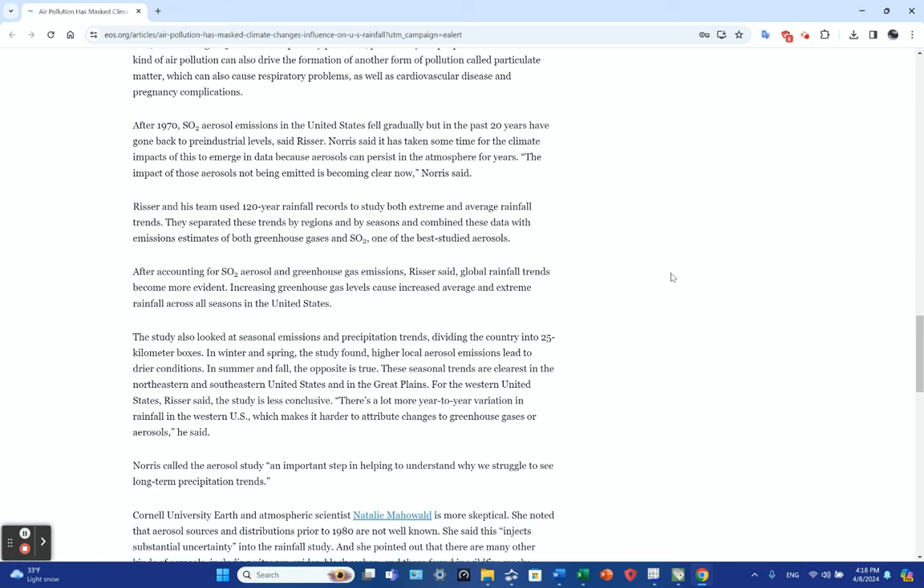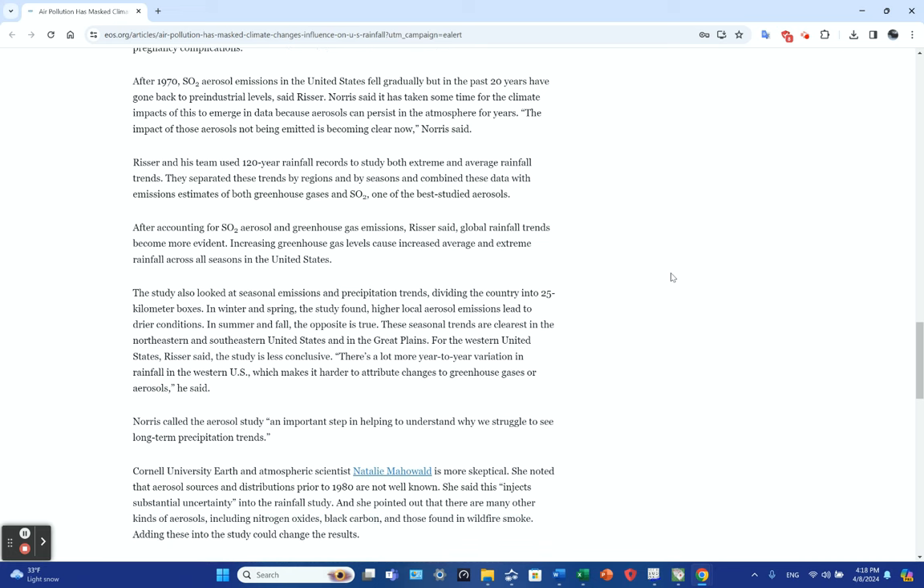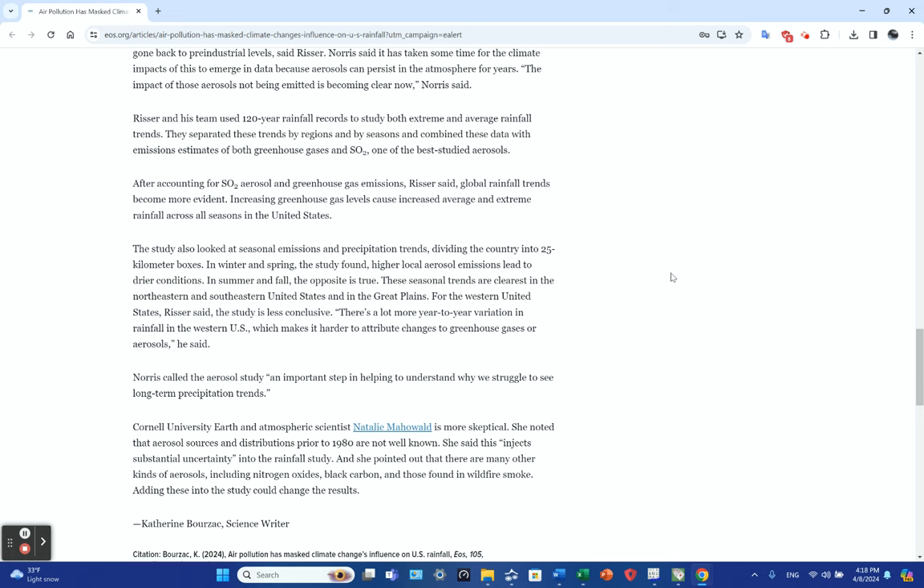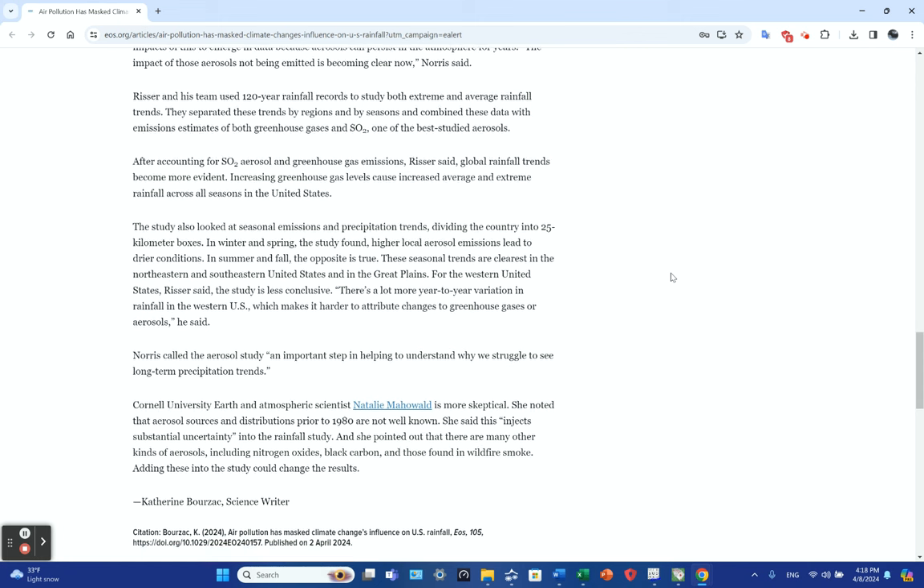So after 1970, SO2, sulfur dioxide, aerosol emissions in the U.S. fell gradually, but in the past 20 years have gone back to pre-industrial levels, said Risser. Norris said it has taken some time for the climate impacts of this to emerge in data because aerosols can persist in the atmosphere for years. The impact of those aerosols not being emitted is becoming clear now.